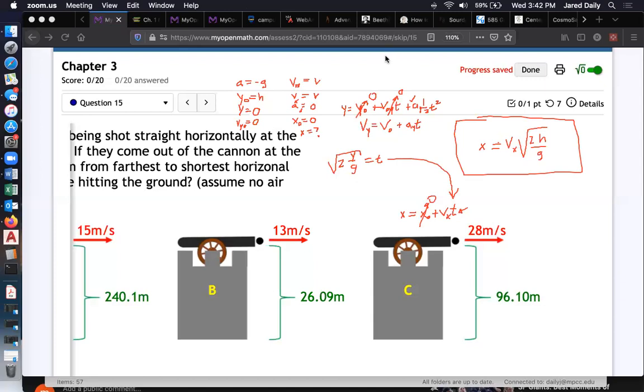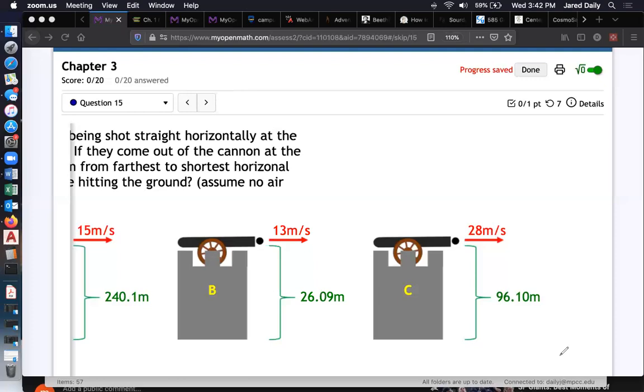Okay. Are we ready to do number 12 yet? Yes, sir. I'm loading up Zoom right now. All right. Let's move to number 12 and see what we can see here.